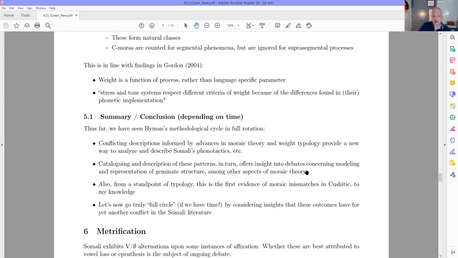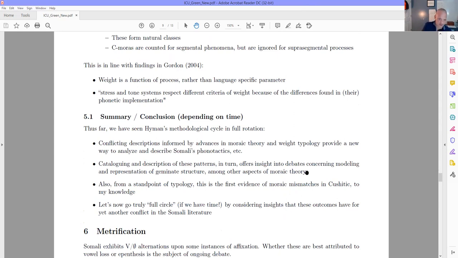So what we've seen thus far, I believe, is Hyman's methodological cycle in full rotation. Conflicting descriptions in the literature, informed by advances in moraic theory and weight typology, provide a new way to analyze and describe Somali phonotactics, among other aspects of the language.